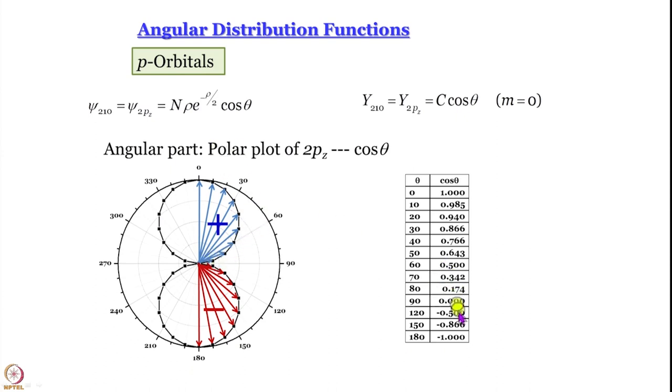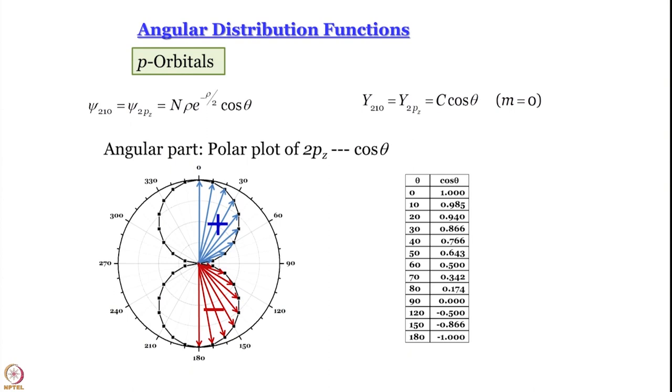What happens when you go beyond 90 degrees? You start getting negative values. There is no way in which we can show negative here. So what we do is we use a different color and we write the sign of the function cos theta explicitly in the relevant parts of the curves. Also please remember that theta ranges from 0 to 180 degrees, so you should not draw anything beyond 180 degrees. So this is a way of designating the angular part of the wave function.